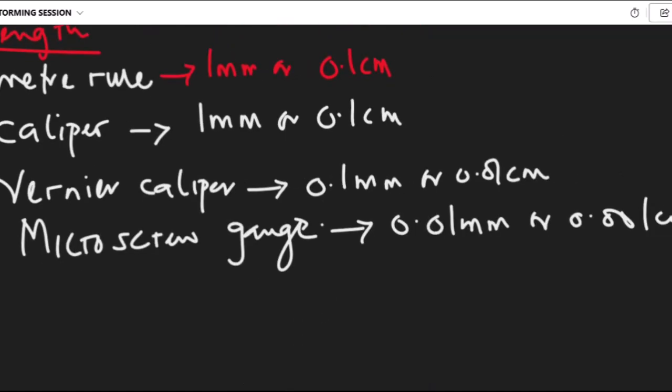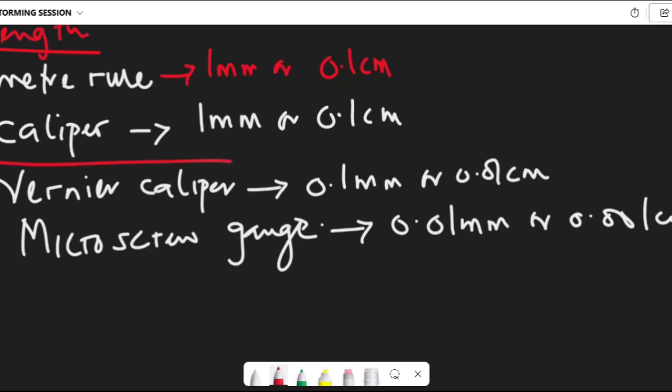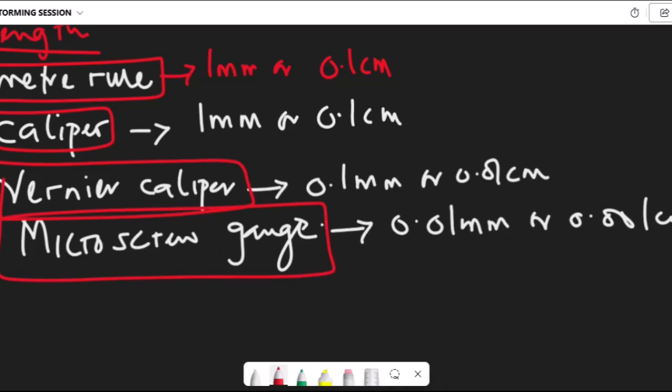Now, what do you observe about these measurements? You observe that they increase in the number of decimal numbers. So when you observe that an instrument increases in the number of decimal numbers, that determines the accuracy of that instrument. So that means my vernier caliper is more accurate than my caliper and my metal rule, while my micro screw gauge is the most accurate instrument used to measure length because it has the highest number of decimal numbers, or let me say decimal places. So let's go back to the question.